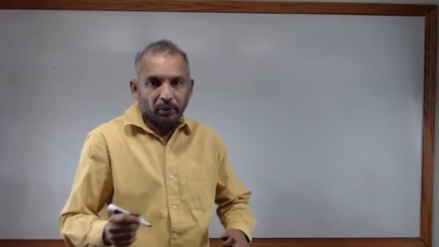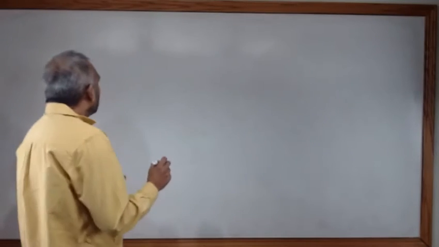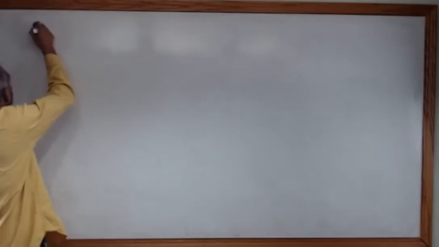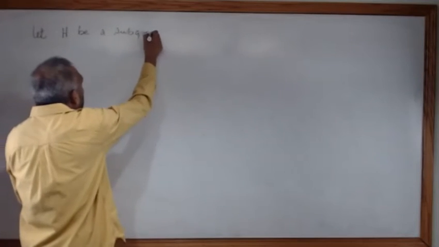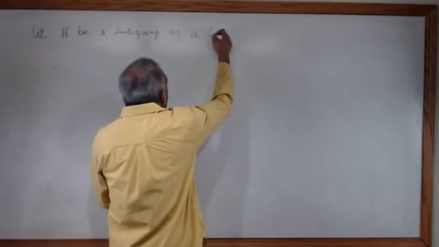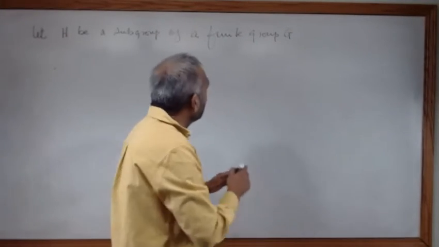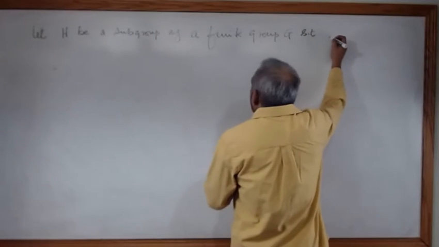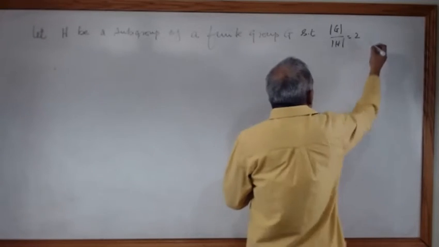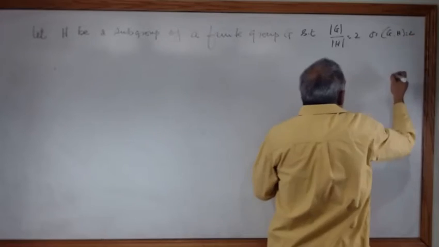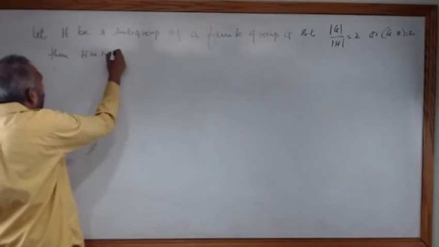So let us continue doing some more problems and results on factor groups. The first problem we are going to try today is this. Let H be a subgroup of a finite group G such that the order of G by the order of H is equal to 2, or the index of H in G is equal to 2. Then H is normal.